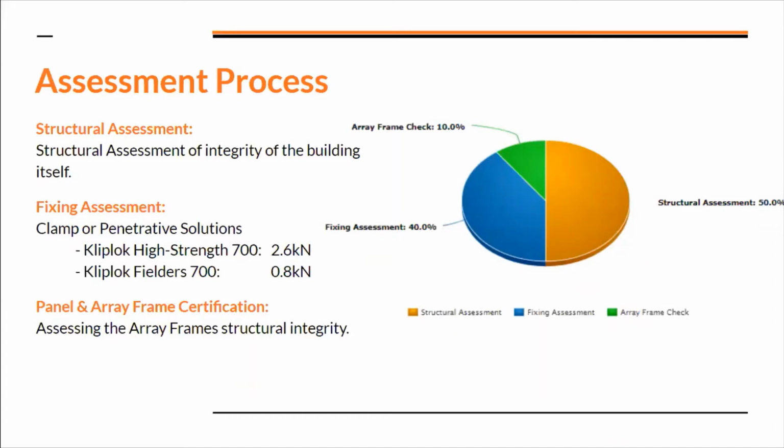And then lastly, the other two components are the fixing assessment, which is effectively how much the connection between the roof clamp and the roof sheet, the strength of that connection, because it is quite a small connection, and that's the critical factor of whether your panel is dislodged. And lastly, we do a slight array frame check to ensure that the array frame is suitable for your building, for that height and for that wind region and so on and so forth. There are a few differences between clamps and penetration solutions. We'll go through a bit more of that in detail later on.